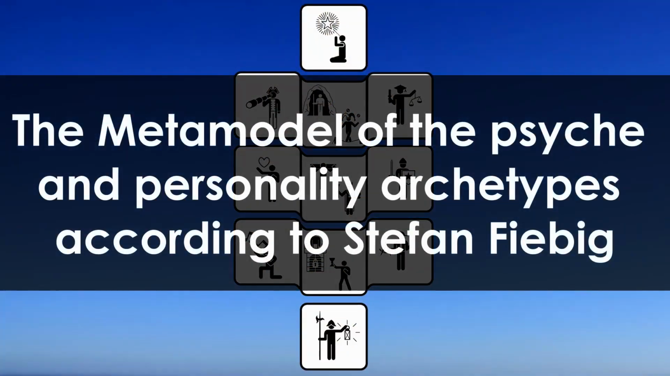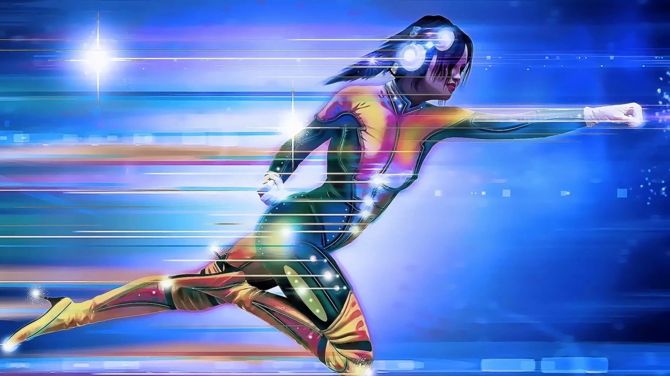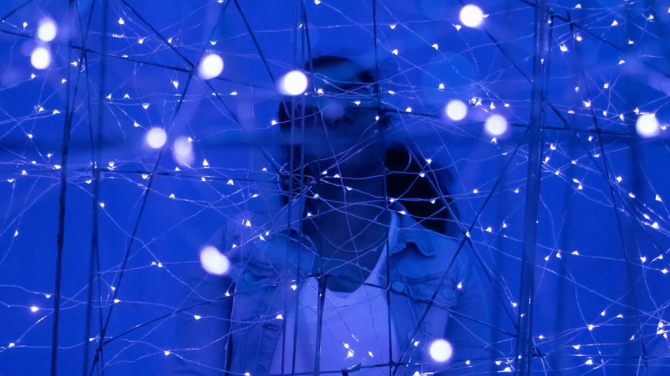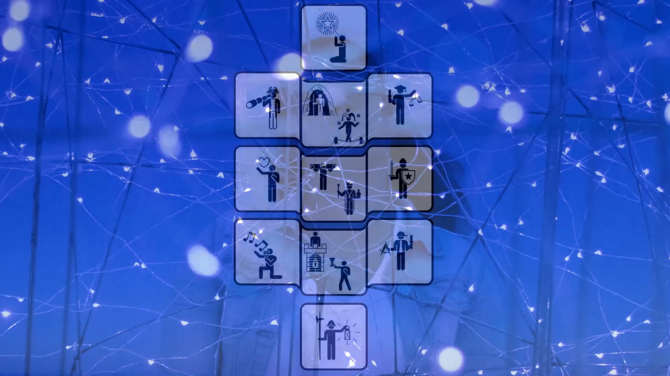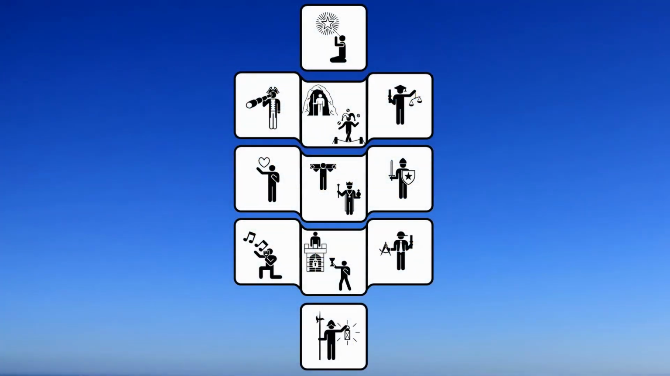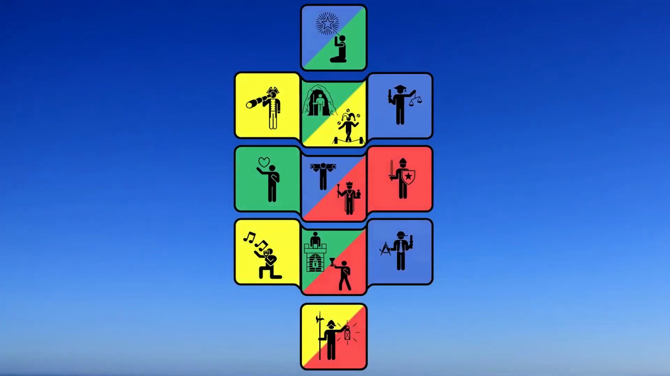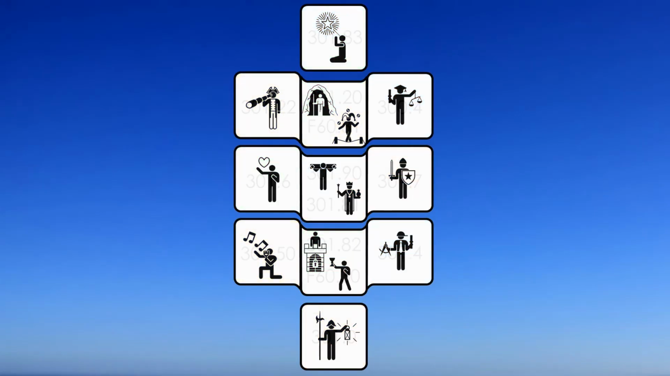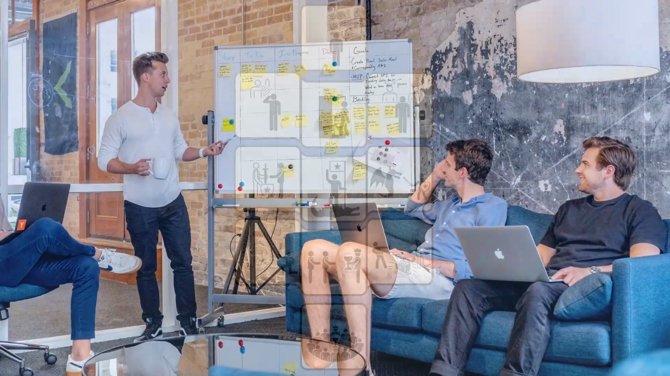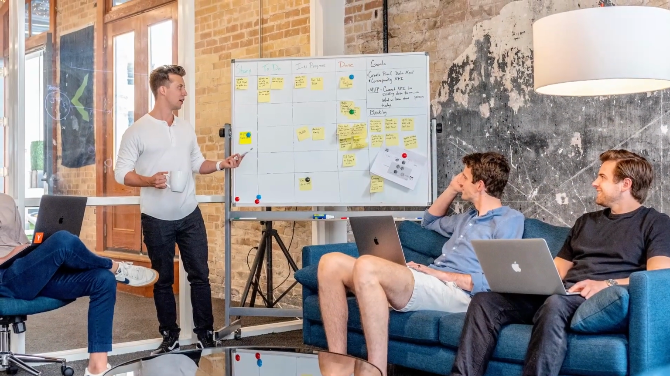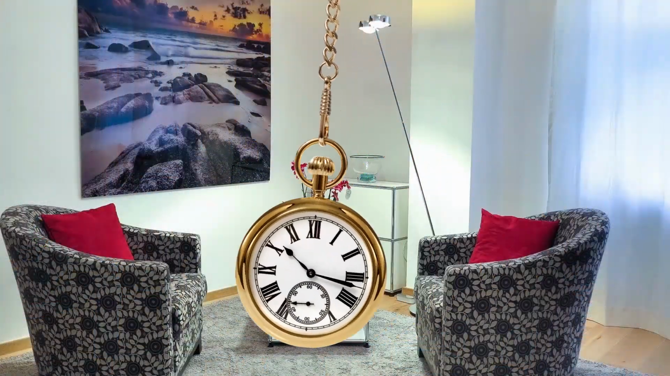The metamodel of the psyche and personality archetypes according to Stefan Fiebig. A particular strength of this archetype model is the interconnectedness of the various models and factors within the consistent system. Among other things, it links the 4 temperaments and the personality archetypes, personality disorders, and the hero's journey. It can as well be used as a model for efficient communication for hypnosis, coaching, or psychotherapy.